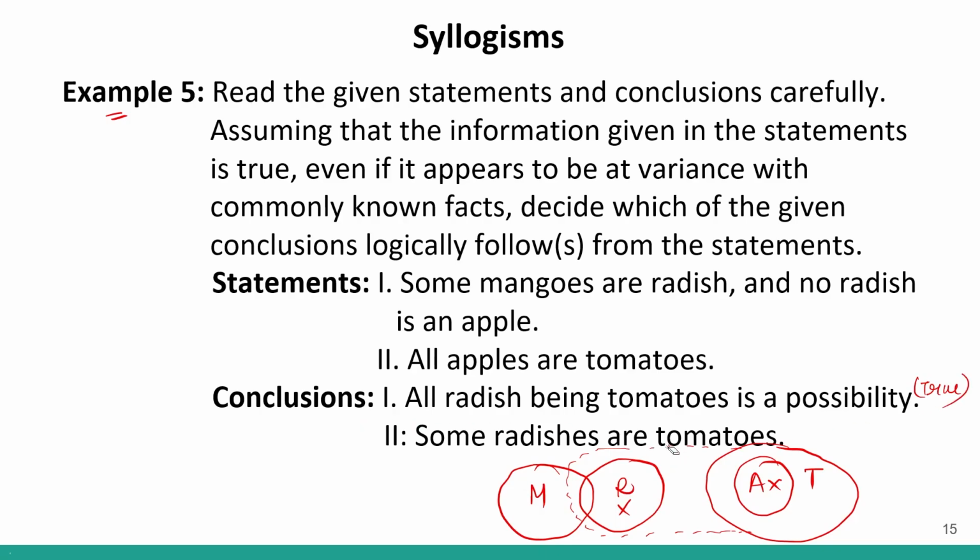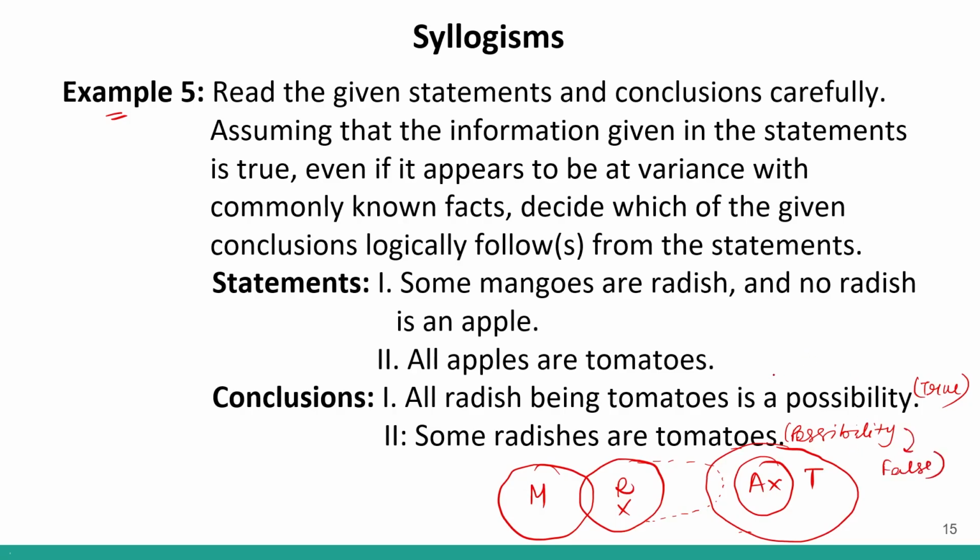Conclusion to say some radishes are tomatoes. So this is again, see now, look at this diagram, some radishes are not tomatoes. In this diagram there are radishes that are not tomatoes. Correct? There are no radish that is tomato. So this is a possibility, that some radishes can be tomato. Radishes can be like this. So this could be a possibility, but it is not mentioned in the conclusion that it is a possibility. Therefore, this will be false.